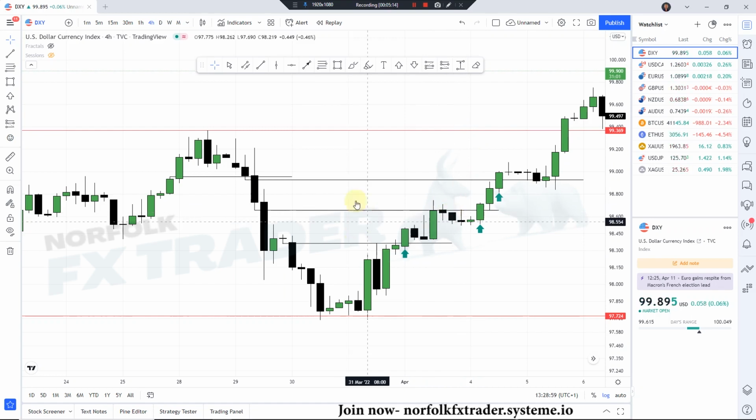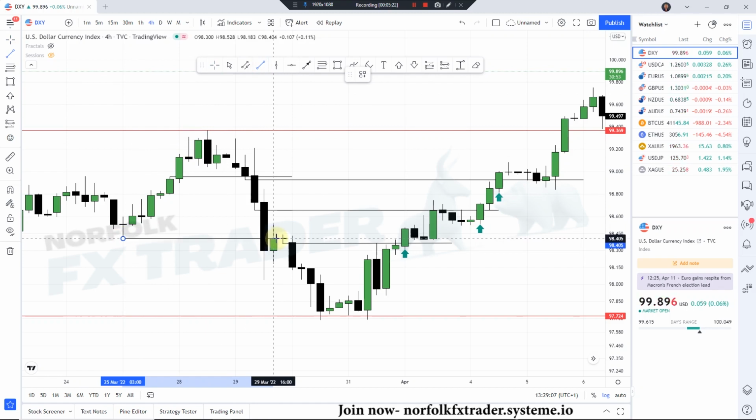Now the same applies when we see the market going from this low to this high. We can mark off this low in the market, and this would be a target. We see the pullback on this candle.